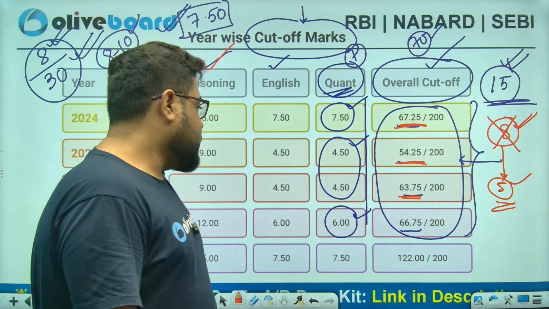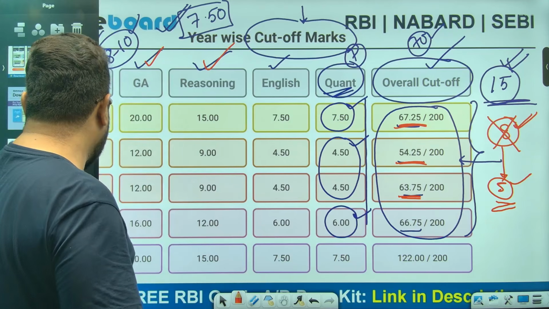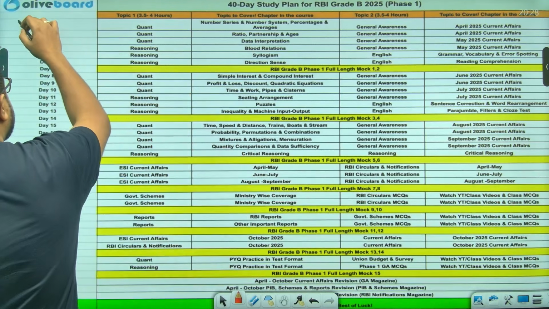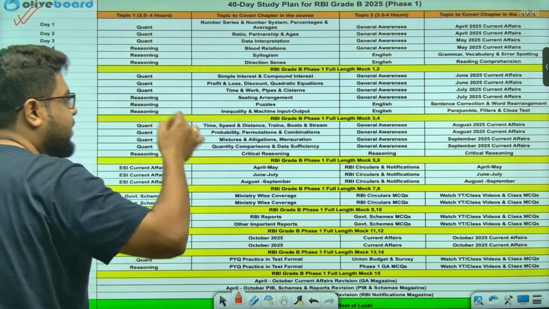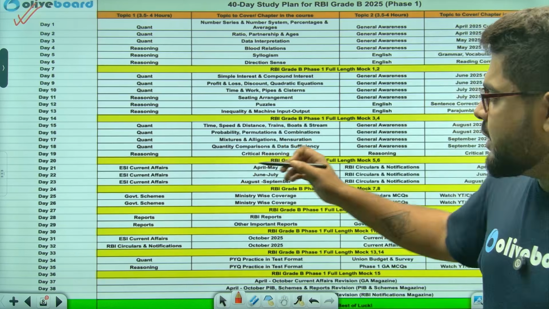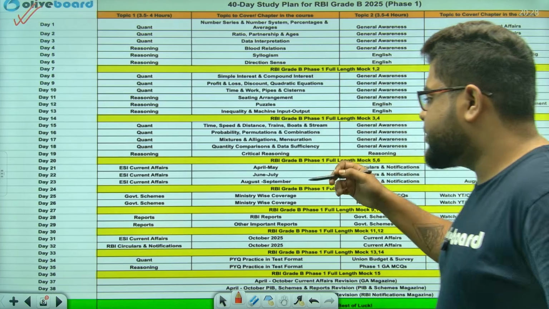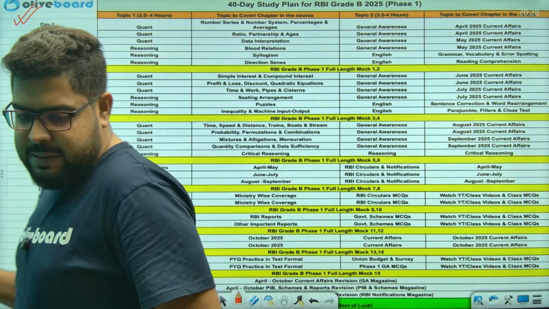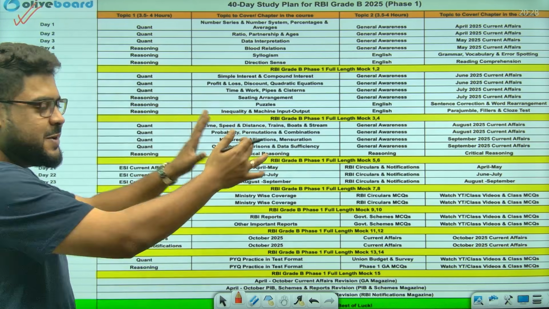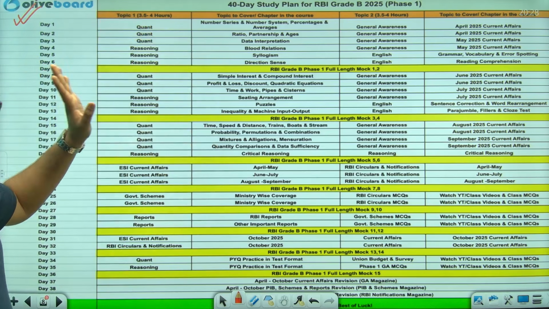Now, this is the part, this is the understanding. Now, coming to the last part, this is the last 40 days strategy that we have created for you guys. Now again, I know the font size is very small, but I tried to fit everything into this one window. That is why this is the result.